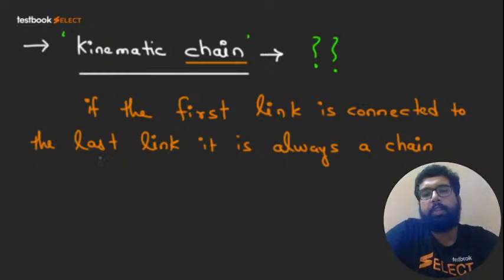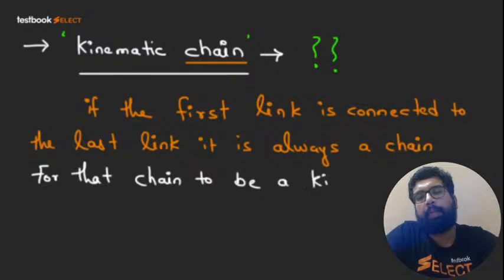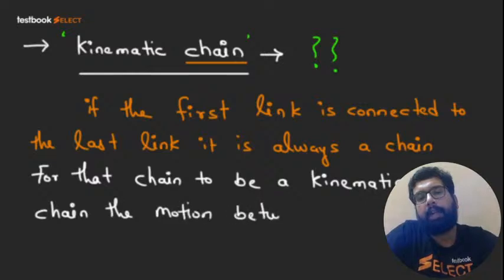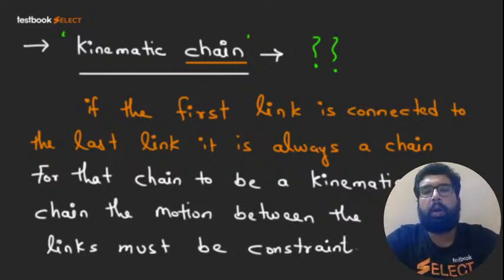Now for that chain to be a kinematic chain, the motion between the links must be constrained. So if you remember, in the last session also I pointed this out, whenever you see this term kinematic, it is always analogous to constraint, right? Yes or no? If you are live, students can please respond to me on this.